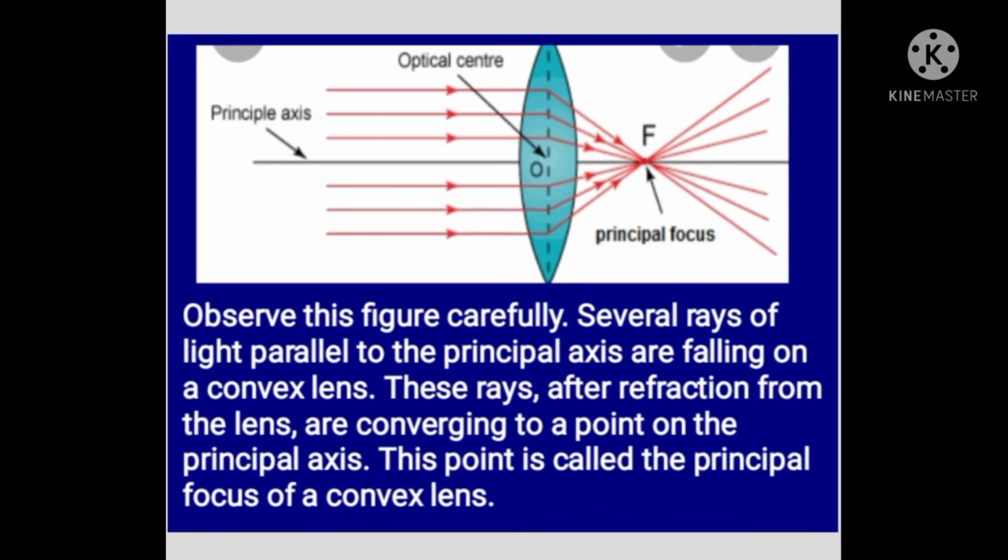Observe this figure carefully. Several rays of light parallel to the principal axis are falling on a convex lens. These rays, after refraction from the lens, are converging to a point on the principal axis. This point on the principal axis is called the principal focus of the lens.